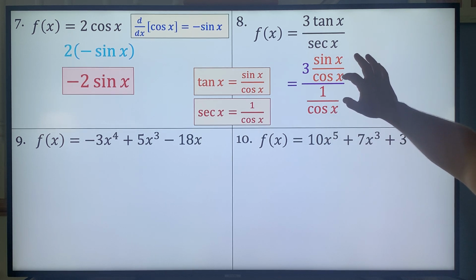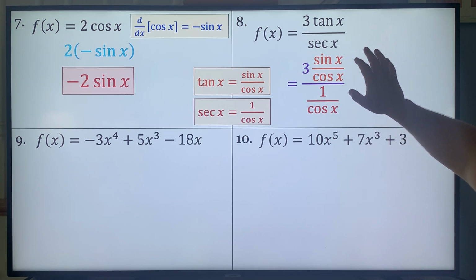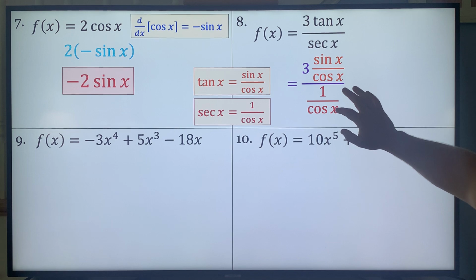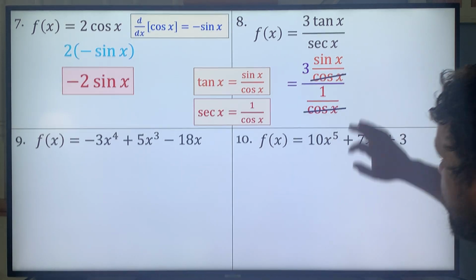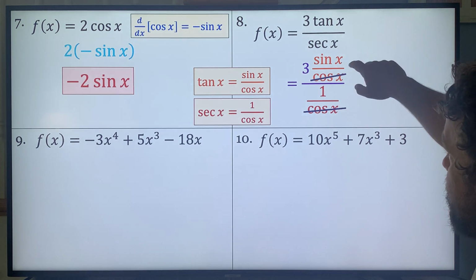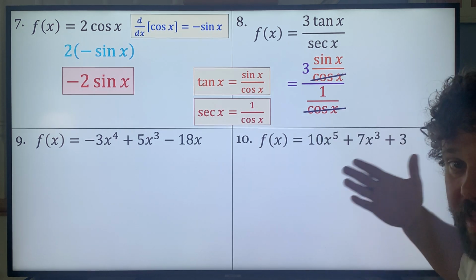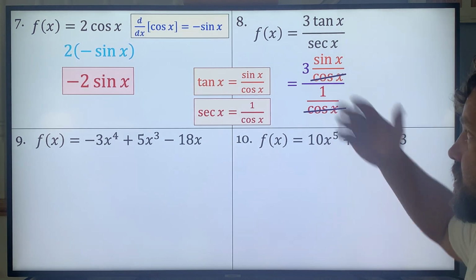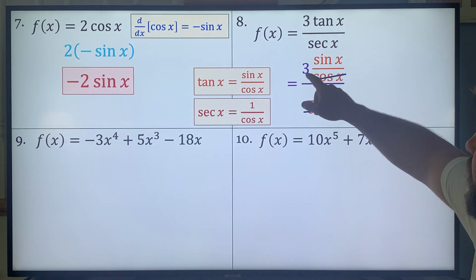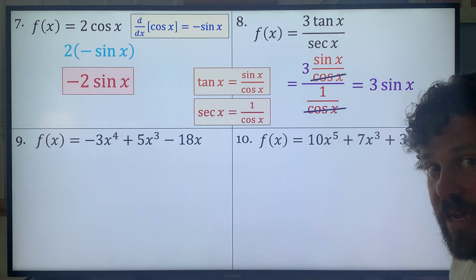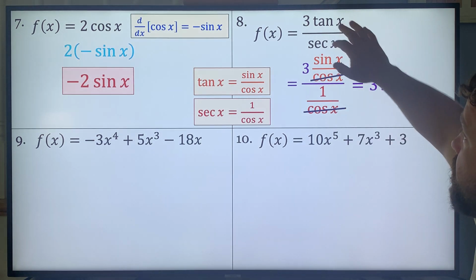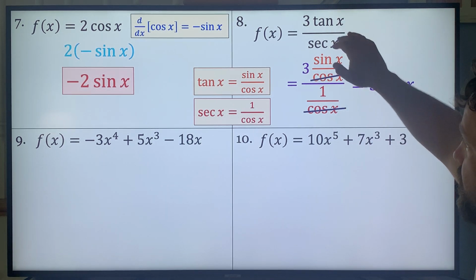Now because I have a denominator of cosine for the numerator and a denominator of cosine for the denominator, I can actually cancel them both out. All right, what you'd really do is move the cosine to the top, move the cosine to the bottom, and cancel them out there. But it's just as easy to do it this way. So you're left with 3 times sine x divided by 1, which is 3 sine x. That is not your answer. That is just the simplified version of this. These are the same equation.